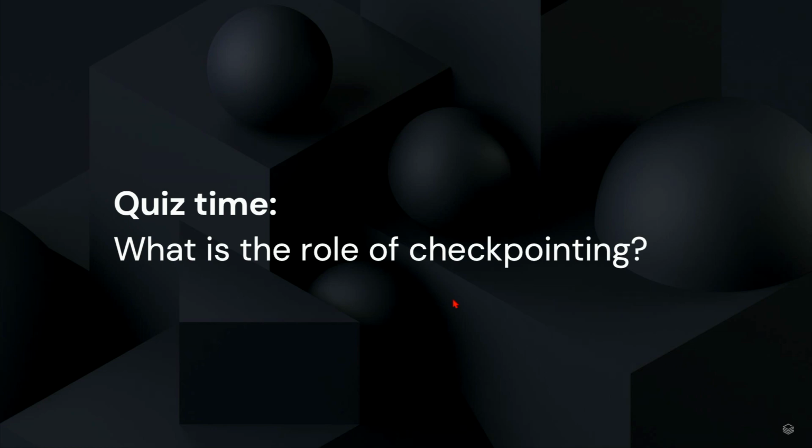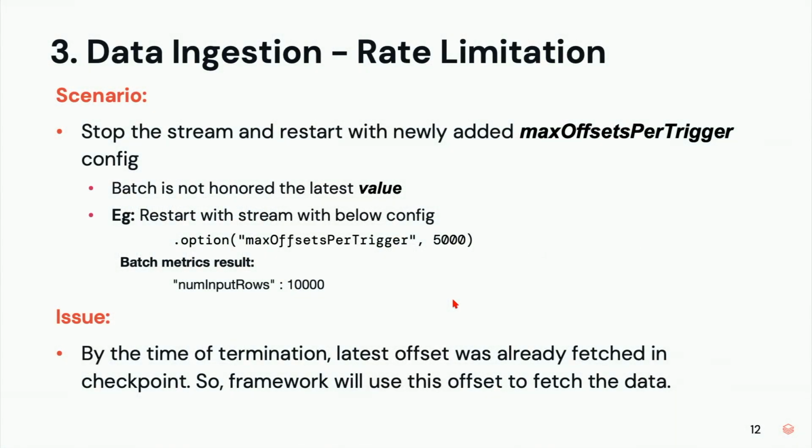Okay, at a high level, the fault tolerance is based on the checkpoint. When there is an issue with the stream, let's say the stream got terminated, when you restart the stream, from where it needs to fetch the data, that information, that metadata, is part of the checkpoint. Okay, let's go to the next scenario.